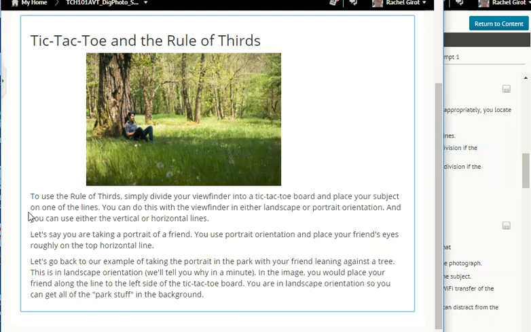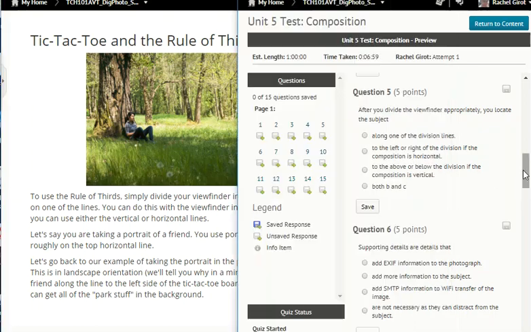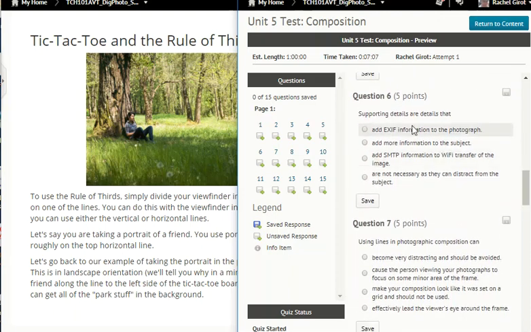To use the rule of thirds, simply divide your viewfinder into a tic-tac-toe board and place your subject on one of the lines. You can do this with the viewfinder in either landscape or portrait orientation, and you can use either the vertical or horizontal lines. Let's see if that was one of the answers. Along one of the division lines or on one of the lines. Very good.